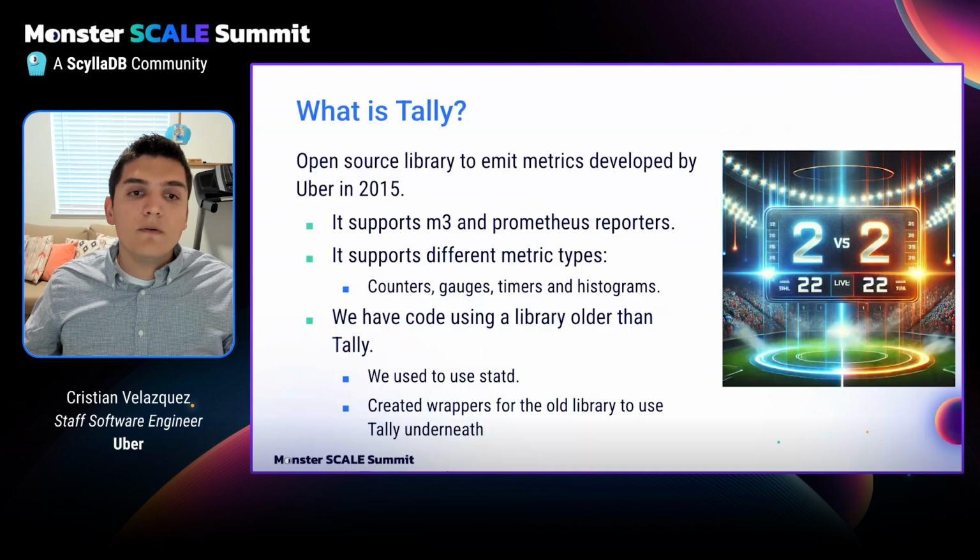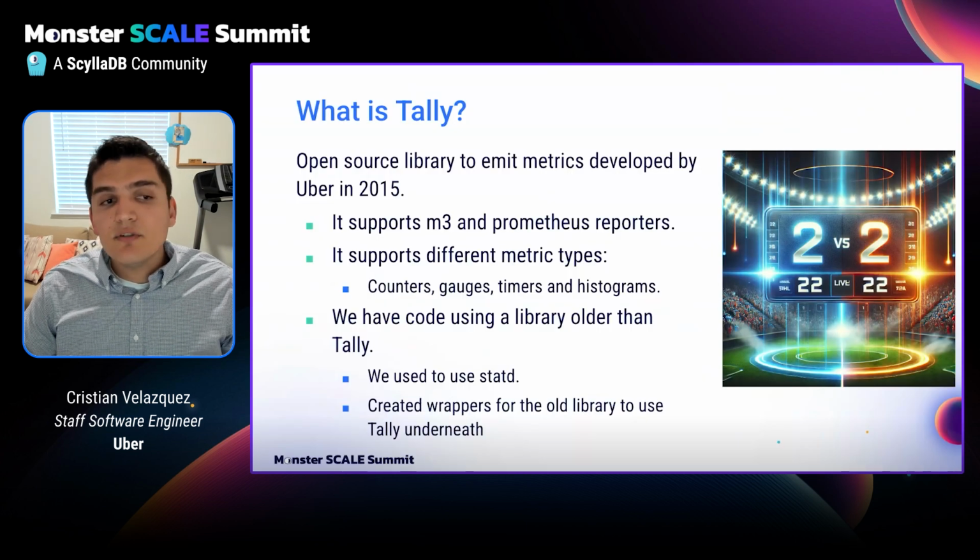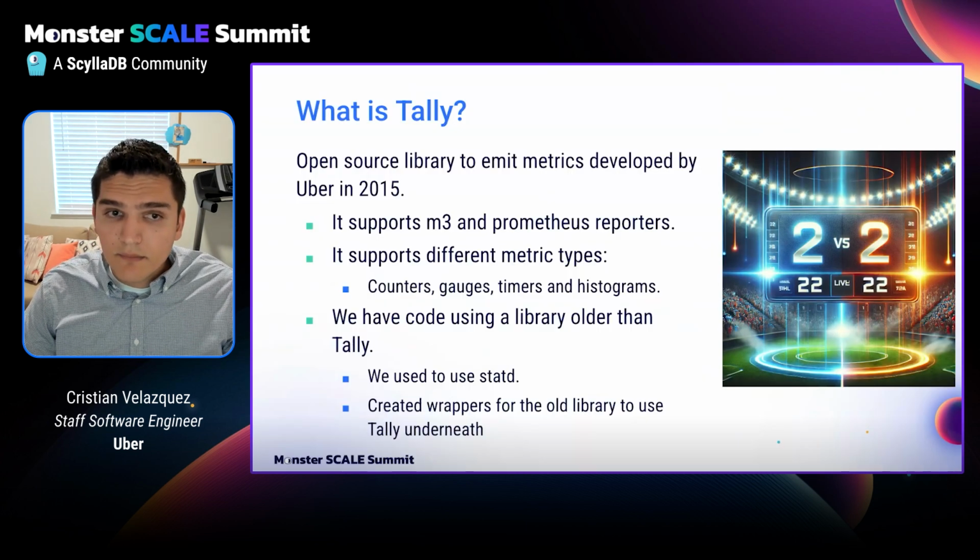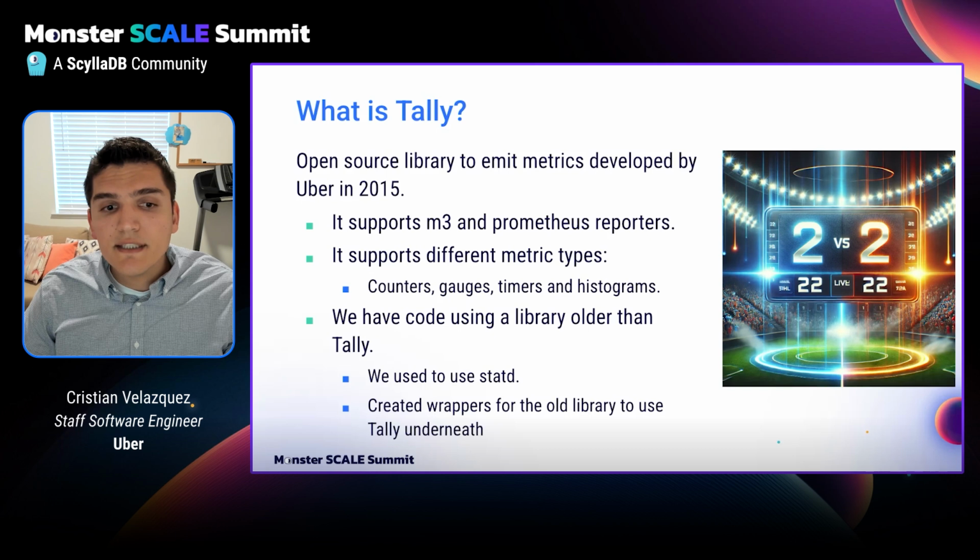So first of all, what is Tally? Tally is an open source library developed by Uber that we use to emit metrics. It was released in 2015. It supports different types of reporters. M3 is the one that we use at Uber, which was built by Uber, but we also support Prometheus reporters. Tally also supports different types of metrics: counters, gauges, timers, and histograms.